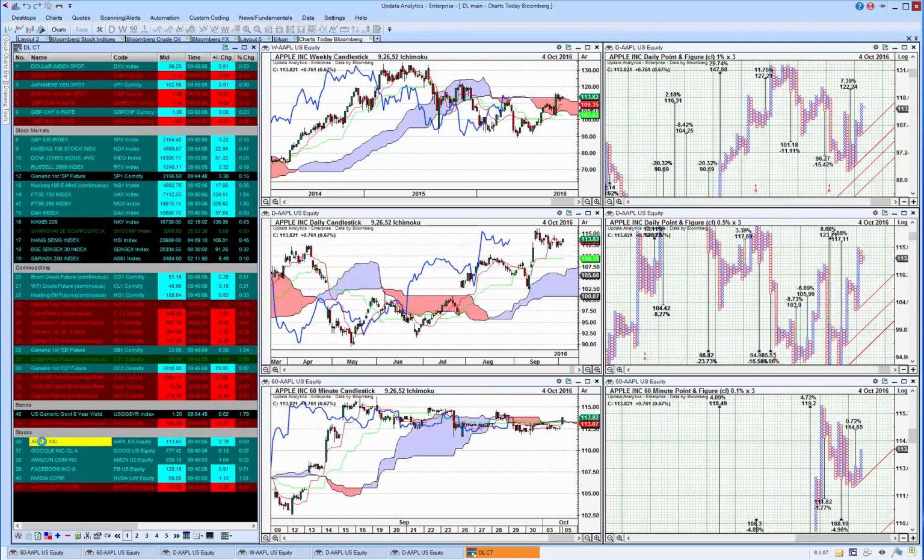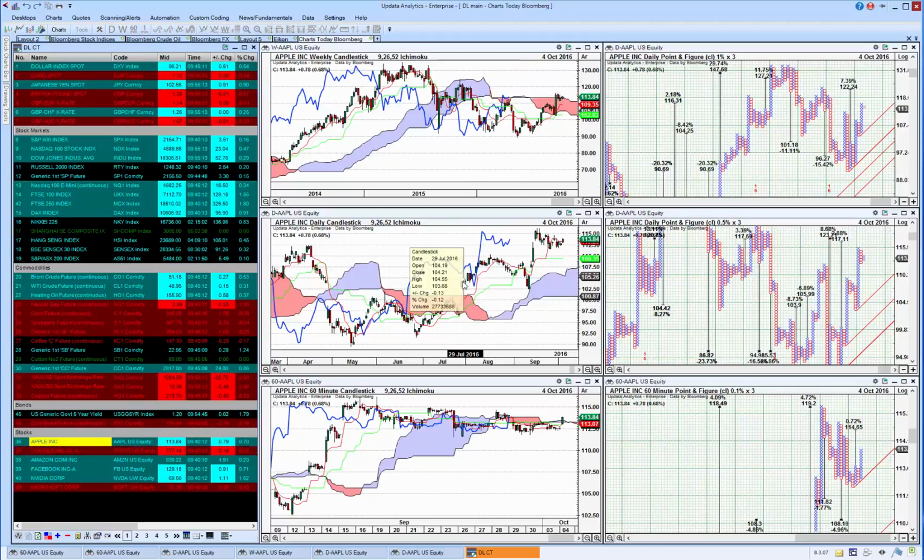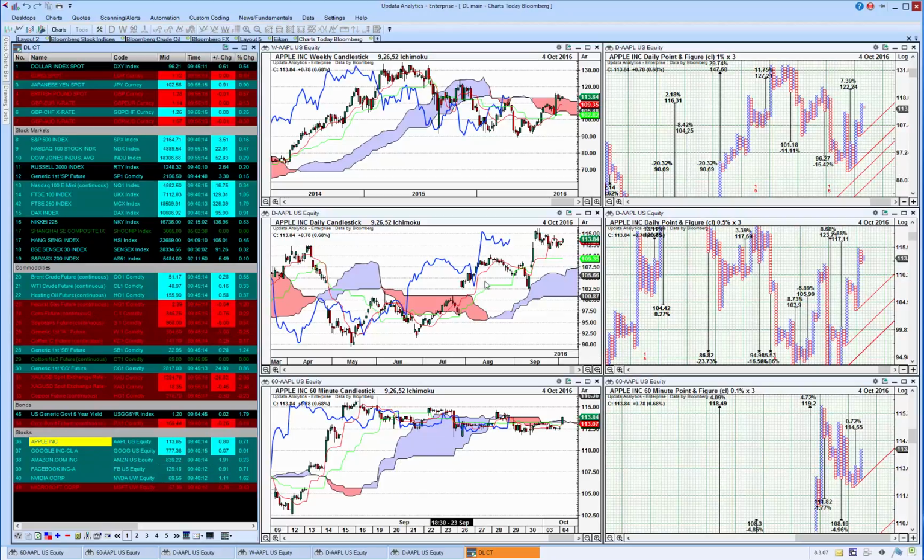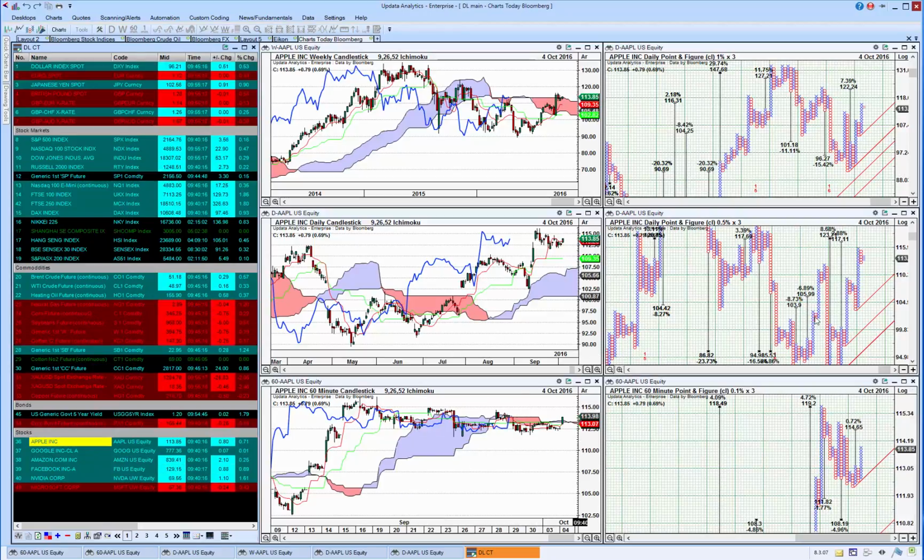A few bellwethers to look at. Apple just starting to regain some bullishness on the weekly. The long-term chart had been bearish, the medium-term bearish, then bullish, and the short-term just starting to turn bullish. So looking a little bit better for Apple.